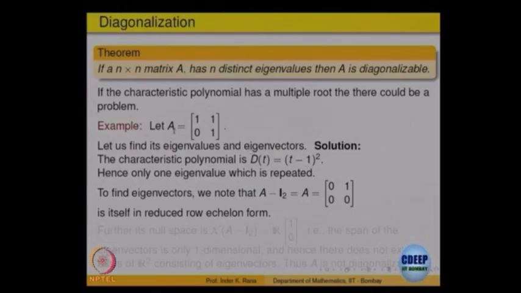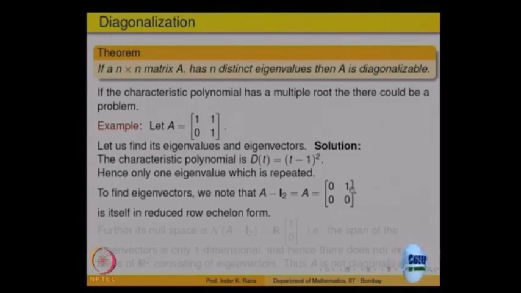So, A minus lambda I. What is A minus lambda I? 1 minus 1 becomes 0, okay. 1 minus 1 becomes 0. So, everything is 0 except the second entry in the first row. So, that is A minus lambda I for lambda equal to 1. This itself is in reduced row echelon form, we do not have to do anything.